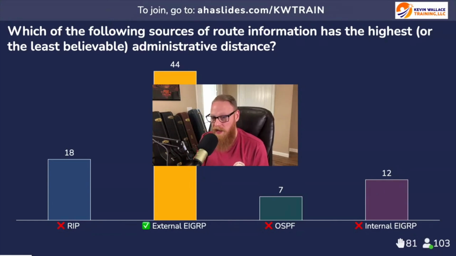And we have OSPF listed here as well. OSPF has an administrative distance of 110. Internal EIGRP, which means we have routes that have been learned within an EIGRP autonomous system, is going to have an administrative distance of 90. All right, great job there.